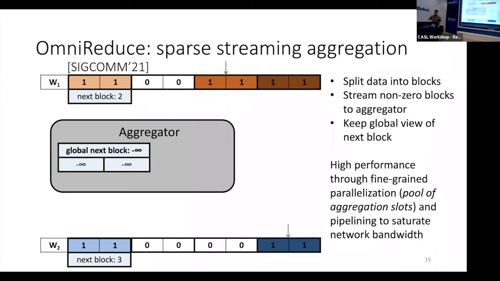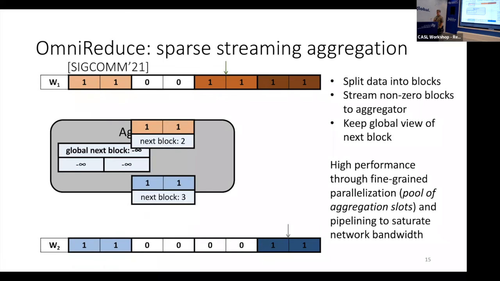So we extended the protocol of SwitchML into another system we call OmniReduce that does sparse streaming aggregation. That is, the input we assume to have sufficiently high sparsity. And then we split the data into different blocks as we did for SwitchML. But we had some metadata that essentially tells us, from the point of view of each worker, this will be the next block index that contains non-zero data. And the idea is that we want to skip over all the zero blocks.